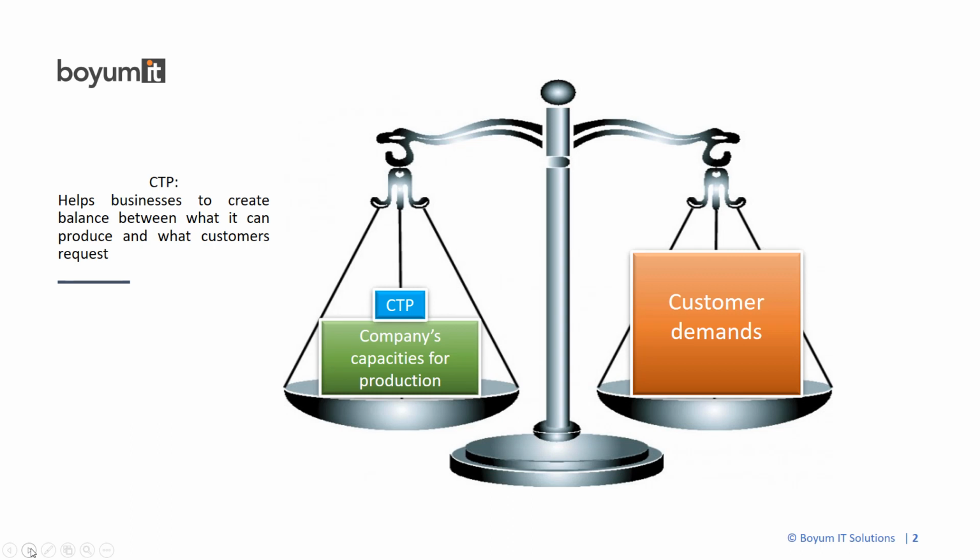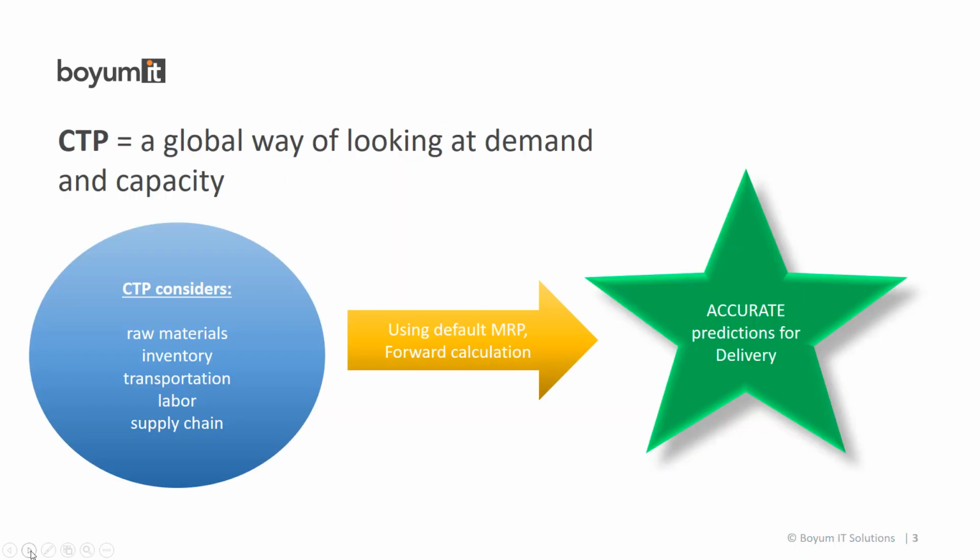The CTP system helps companies anticipate demand and match it to their peak production and capacities. Using a CTP system allows a business to create a balance between what it can produce and what customers and clients are requesting. CTP is a global way of looking at demand and capacity. The system takes into consideration a lot of factors, including raw materials for products, inventory, transportation, labor, and supply chain issues. Considering all these, the CTP system helps to deliver accurate predictions for a given company.